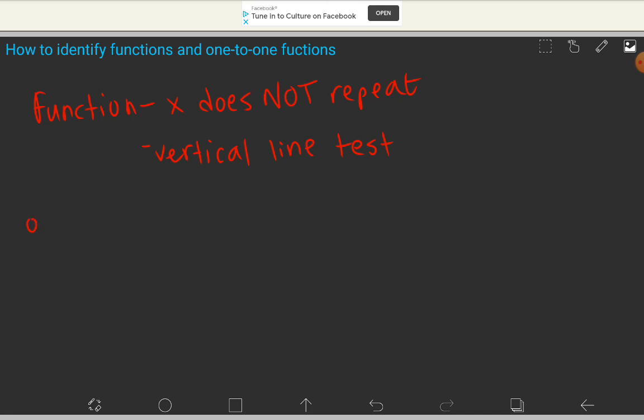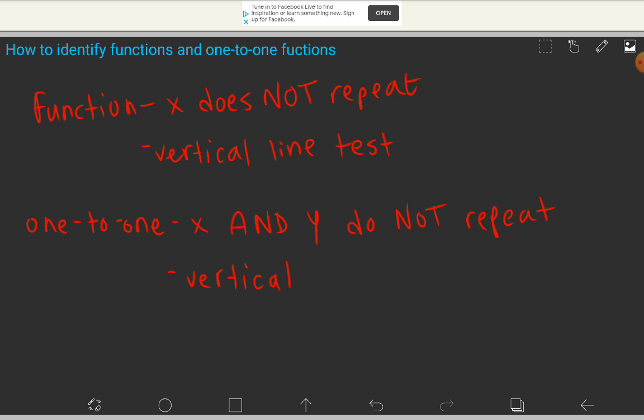A one-to-one function is a type of function where x and y don't repeat. And to test for a one-to-one function, you would use the vertical line test and the horizontal line test. Alright, so let's go on to some examples.